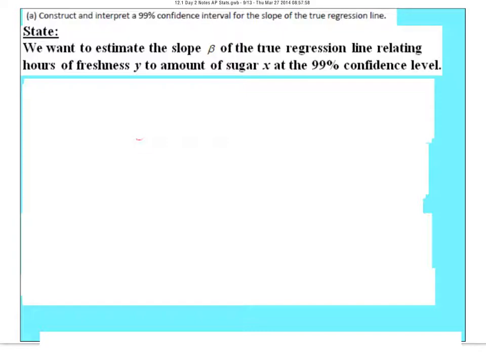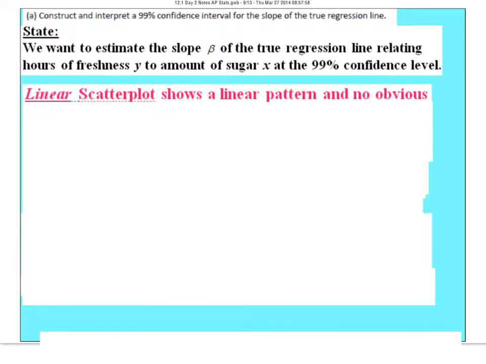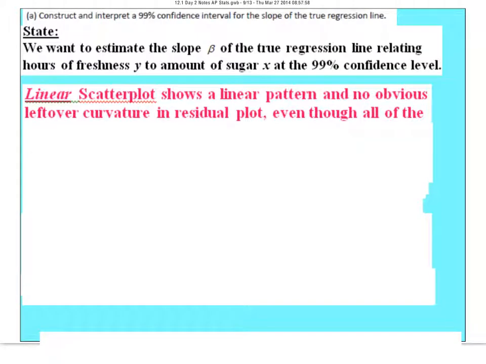We need to check our conditions, so we need to do LINER. Is it linear? Look at the scatter plot and the residual plot. What we'll find is that the scatter plot shows a linear pattern, so that's good. For the residual plot, there's no obvious leftover curvature, and there's some standard scatter, even though we do notice that the residuals are negative when x is the value of 2. But we're fine for linear.